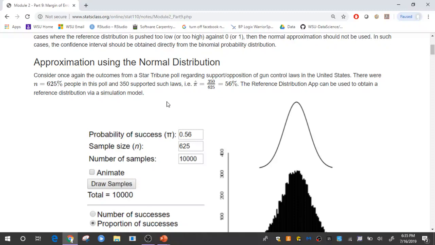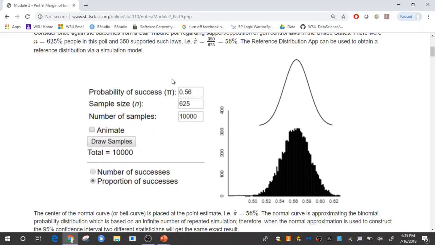We can use the reference distribution app to obtain that reference distribution. We simply input the probability of success to be the 56%, the sample size to be the 625, and here I've obtained a number of repeated outcomes of 10,000. You can see from the reference distribution that it does tend to follow a bell curve, or what we call a normal distribution, and that's what we're going to discuss further here.